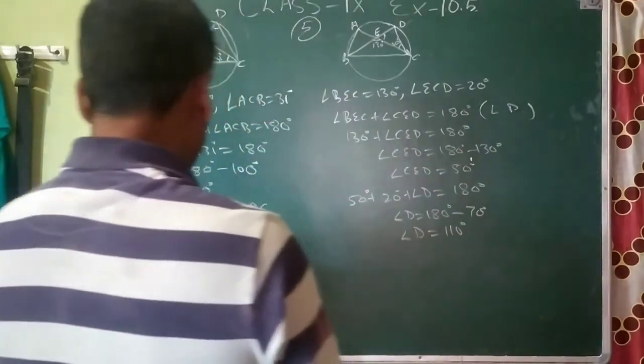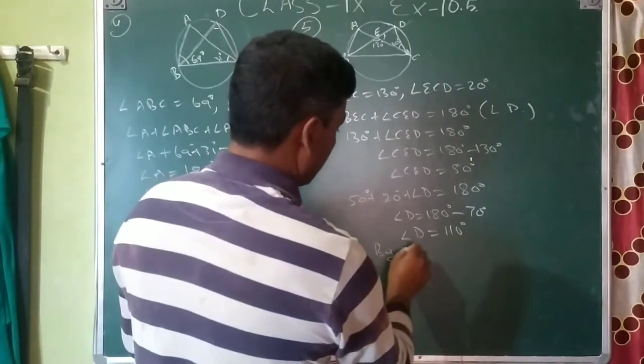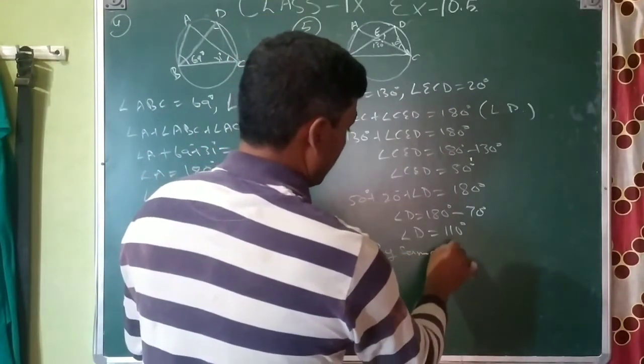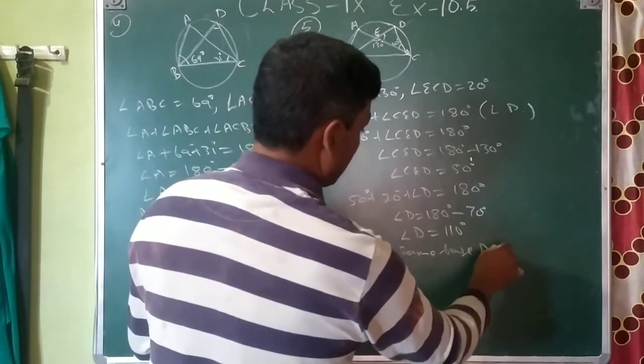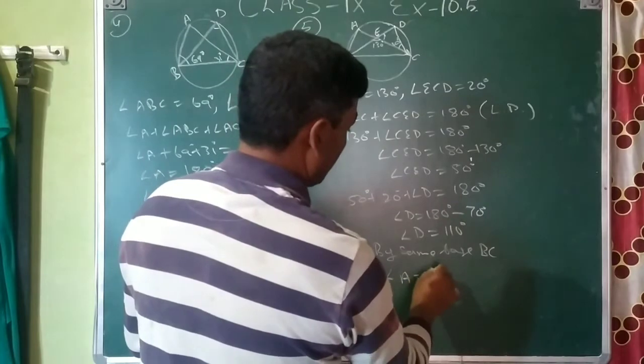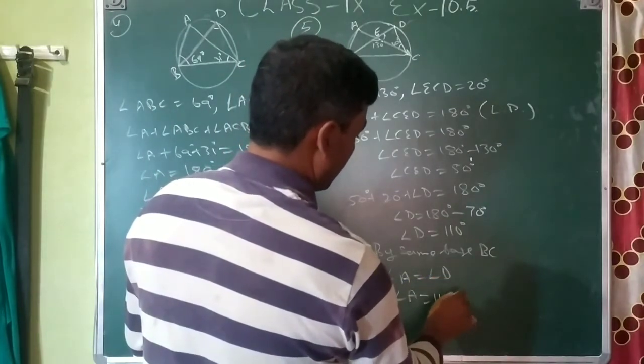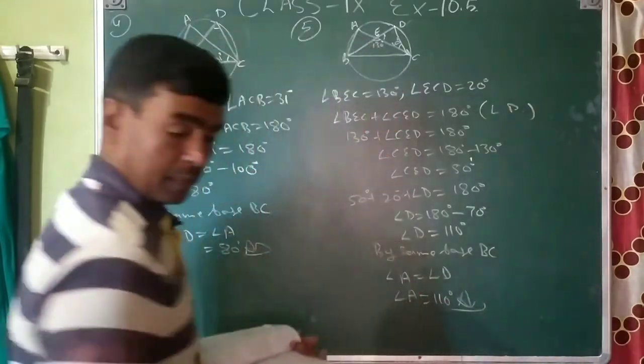But we need to find angle A. So by the same base BC, BC is the same base, so angle A is equal to angle D. So angle A is equal to 110 degrees, that is the answer.